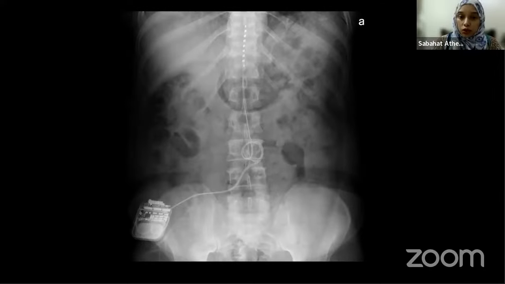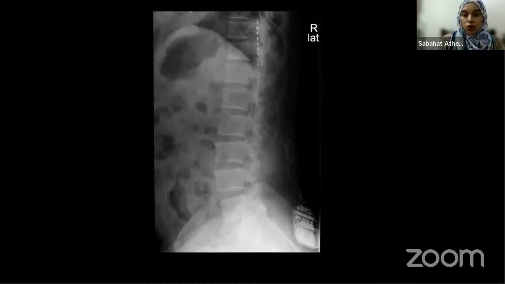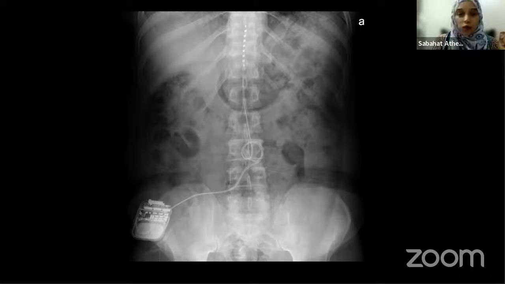This is just to show that there are so many medical advances happening, not only in radiology but also in other fields. Do you know which device this is? If you have an abdominal X-ray, you will have to mention that there is a device here, right? So what do you think this device is? Okay, let us proceed. This is a spinal cord stimulator.